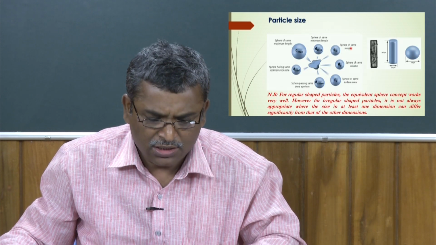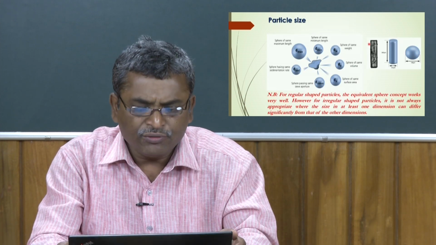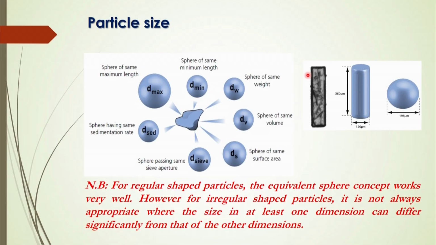Another important thing is how you represent the particle size. There are different ways to represent the particle size, like a sphere of the same maximum length, which is sometimes used to represent the size of the particles. You will also see the minimum particle diameter represented as a sphere of the same minimum length, to show the flow behavior in the fluidized bed.